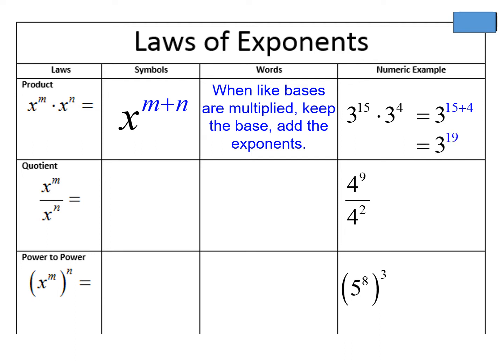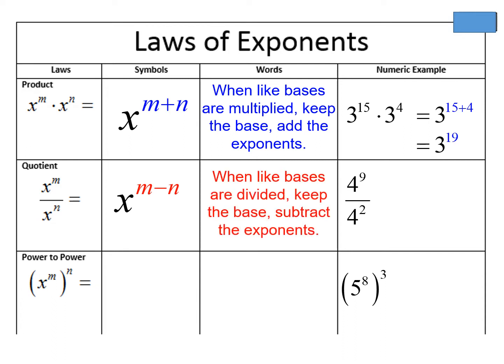When we are dividing, we subtract the exponents. Now remember, we can only do this when we have what? Like bases. Here, our numeric example, 4 to the 9th over 4 squared is 4 to the 9 minus 2, which is 4 to the 7th power.